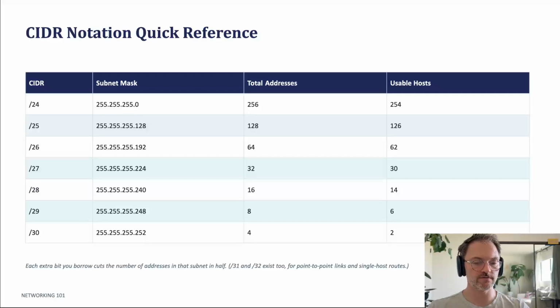So a /25 is going to end in a .128 because 10000000 in binary is 128. So then when we add another bit to that, to make it a /26, then that becomes a .192.